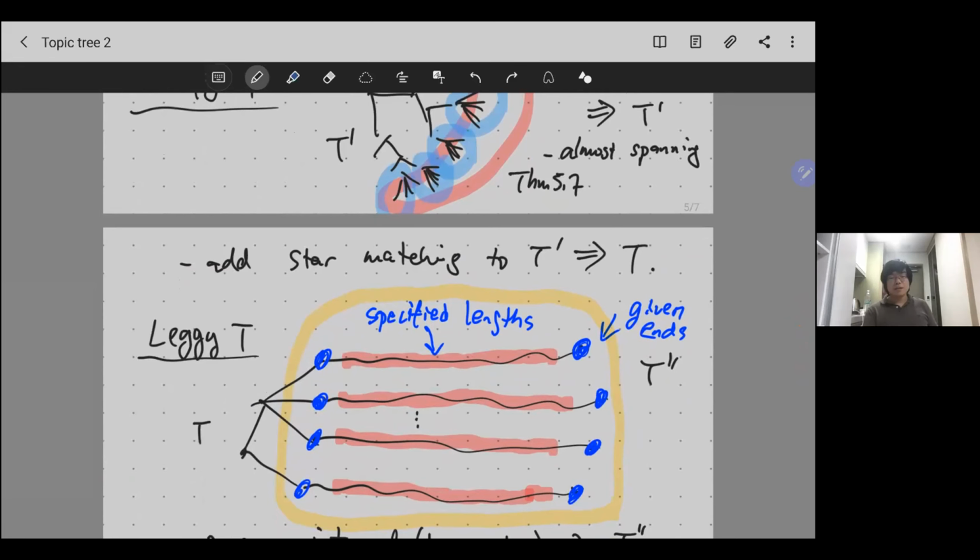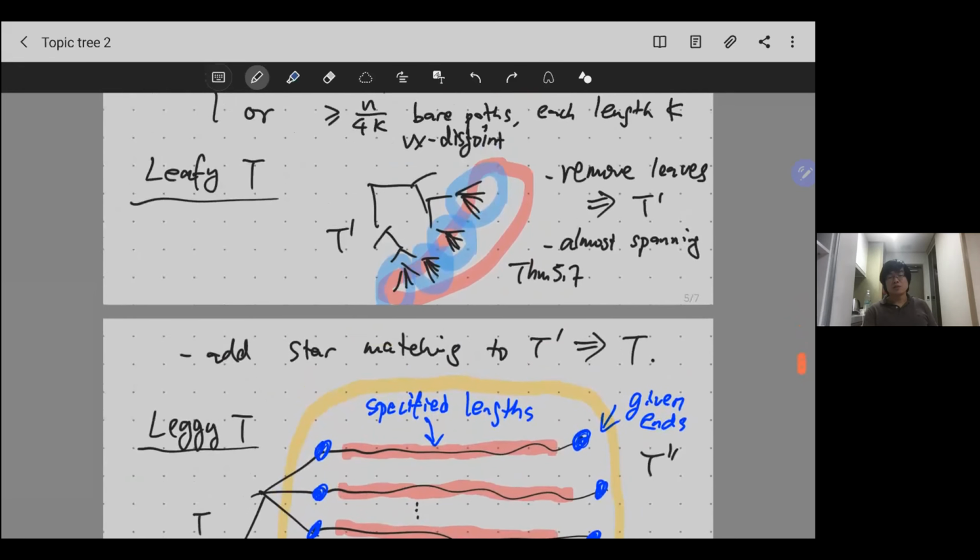And the remaining task in the first case is just to attach the star matching, which is quite easy because you can verify that the star matching can be found in a random graph using some basic property of random graphs. So we will not talk about this case.